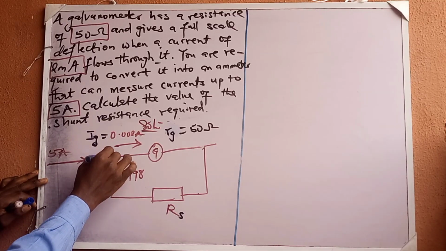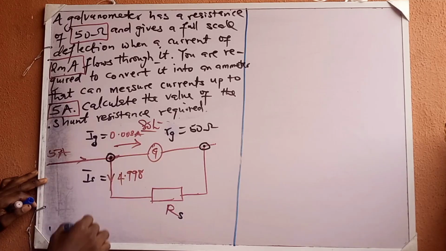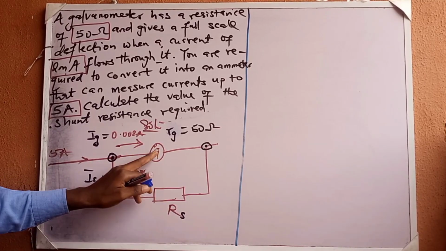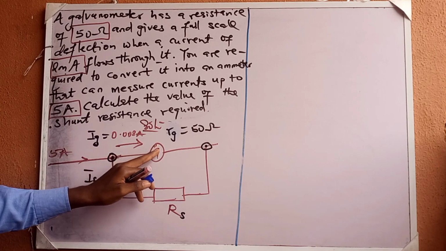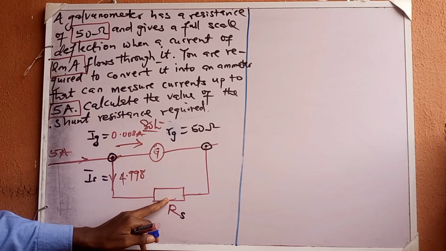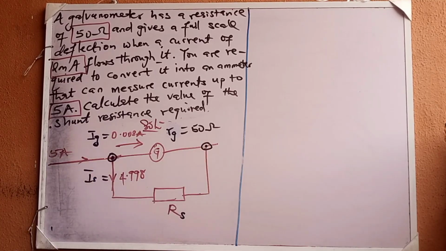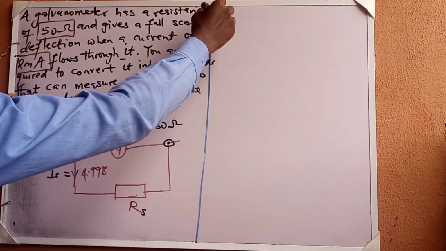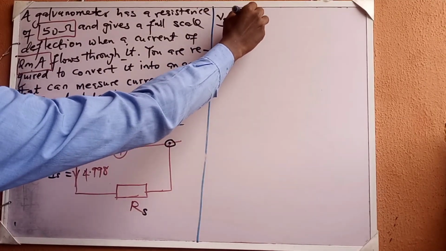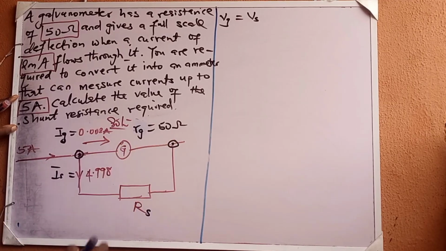Now, take note of this. This node and this node are in parallel. That means this galvanometer and this shunt are in parallel, so the voltage across them is the same. The voltage across the galvanometer is the same as the voltage across the shunt because they are connected in parallel. So we are going to say that the voltage across the galvanometer should be equal to the voltage across the shunt.